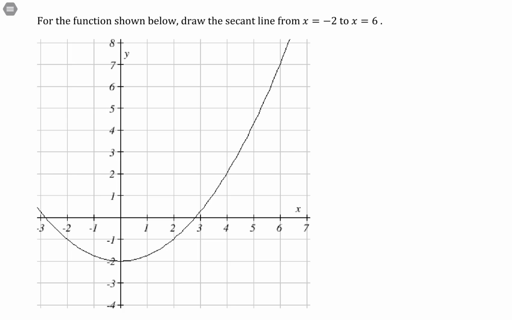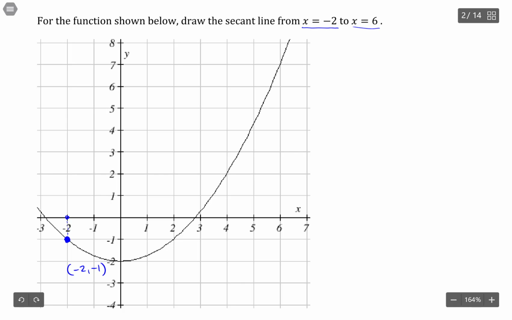For the function shown below, draw the secant line from x equals -2 to x equals 6. So to do this, what we need to do is identify where these 2 points are. And to identify those, we start with the clues of x equals -2. So x equals -2 is here, but the point that I'm interested in is the point on the curve, which is this one. And that has the coordinates (-2, -1).